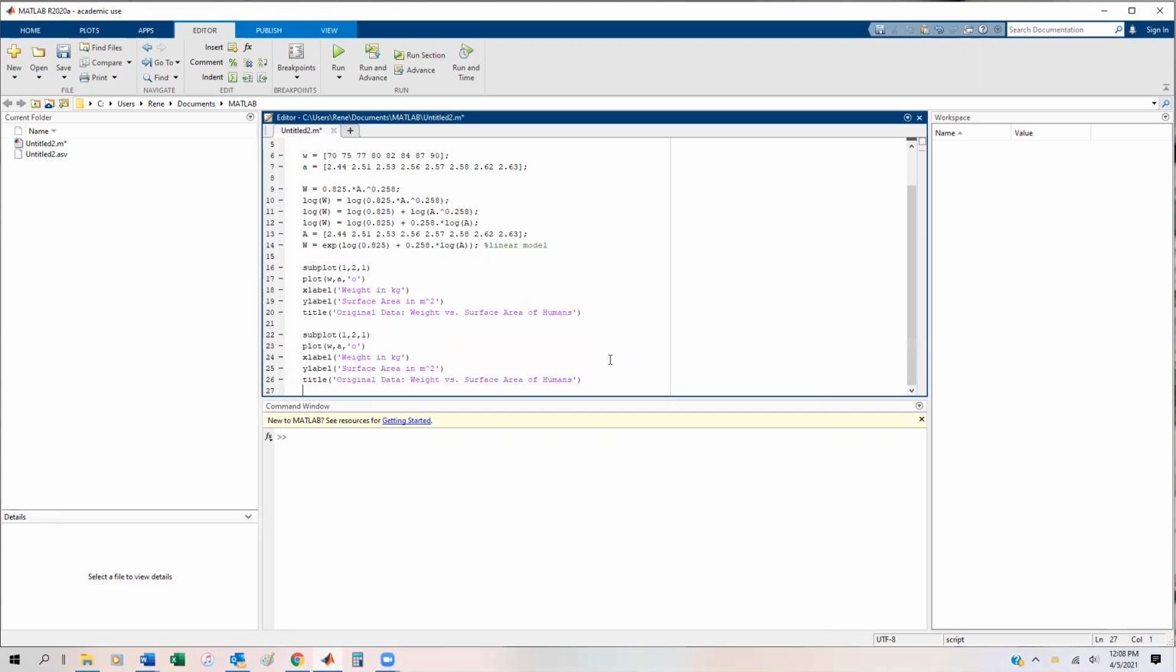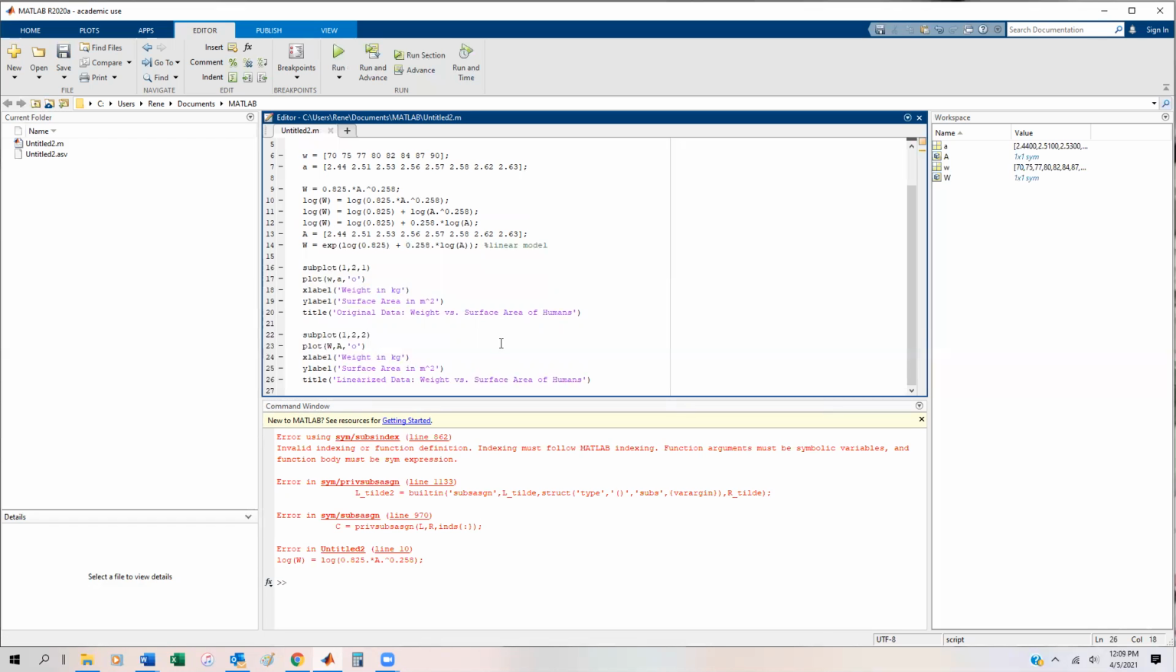All right, and I'm going to cheat. And this is going to be our 2. I'm going to plot now capital W and capital A, even though lowercase a and uppercase A are the same. We still have the same units. But now this is the linearized data. Now let's run this and just see what type of relationship we get, and hopefully I did all the code correctly.